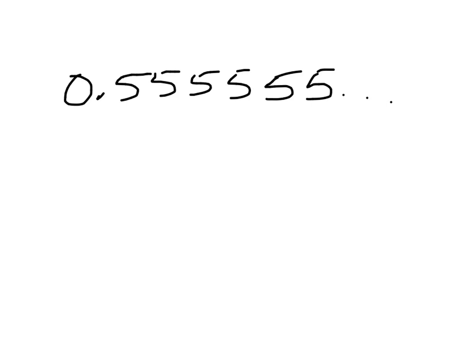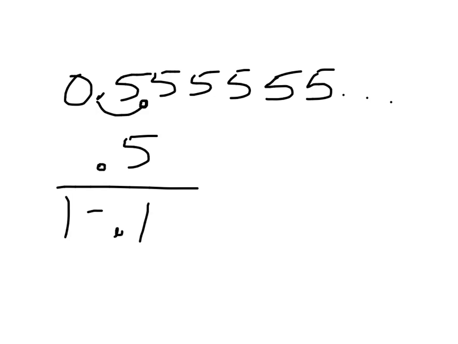how many parts repeat? Thank you, Kylie. One. Only the 5 repeats itself. So 0.5. 1 minus. How many decimal places is that? 1, which means a tenth. What's a tenth as a decimal? 0.1. Good. What's 1 minus a tenth?